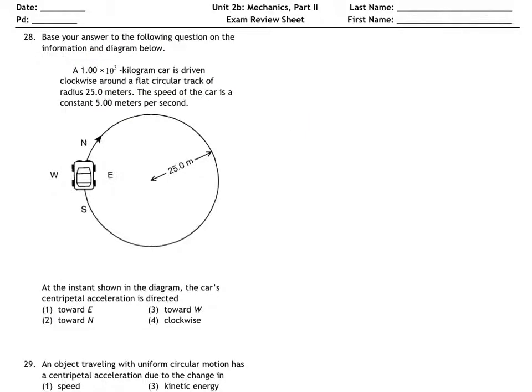28. A 1,000 kilogram car is driven clockwise around a flat circular track of radius 25 meters. The speed of the car is a constant 5 meters per second. At the instant shown in the diagram, the car's centripetal acceleration is directed... Aha, this is not a math question. The centripetal acceleration will always be directed towards the center of the circle, so that would be toward E in that diagram.